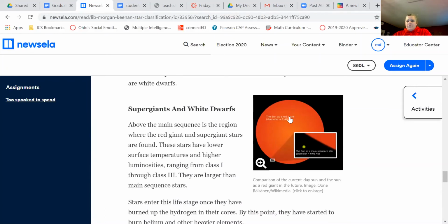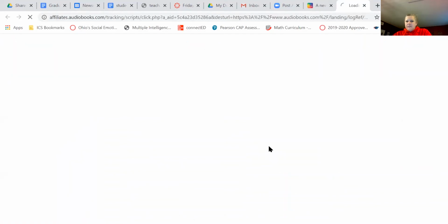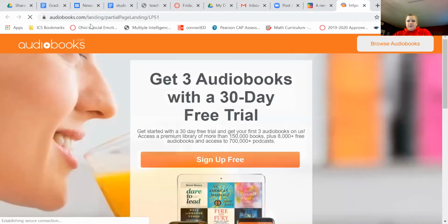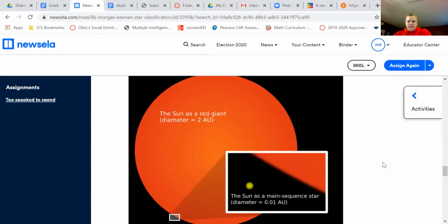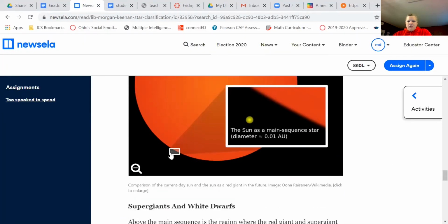So here is the sun as a red giant. Look how big it would be. And this is how small a sun, so this is the dot down here. Oh, we lost our Newsela. There we go. So see how small our sun is compared to other suns.